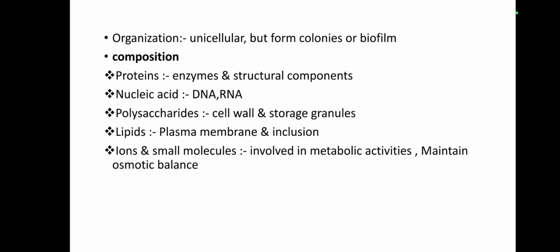Organization. Prokaryotic cells are unicellular in nature, but these cells form colonies or biofilms. Composition of the prokaryotic cell. Prokaryotic cells are composed of proteins, that is enzymes and structural components, nucleic acids like DNA and RNA, polysaccharides, cell wall and storage granules, lipids, plasma membrane and inclusions, ions and small molecules. So these are involved in metabolic activities and also in maintaining the osmotic balance.